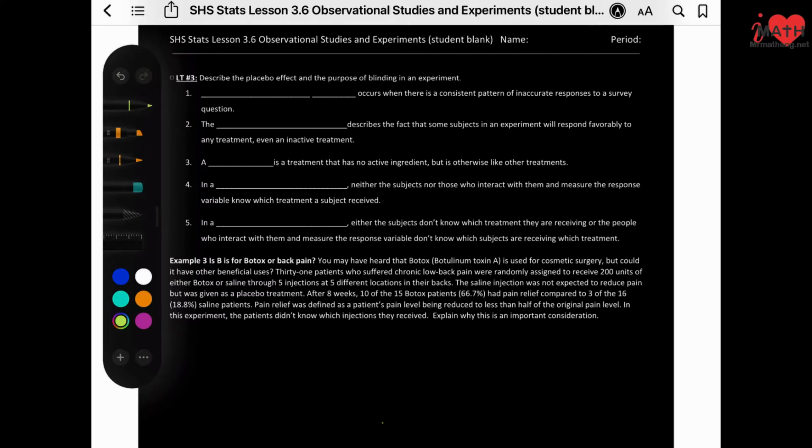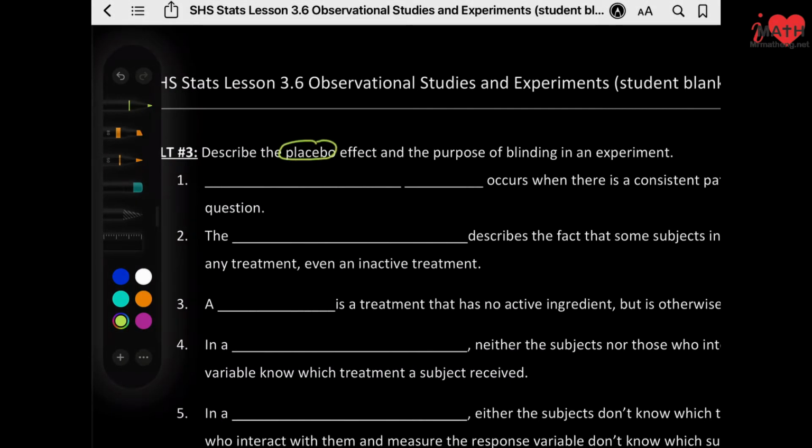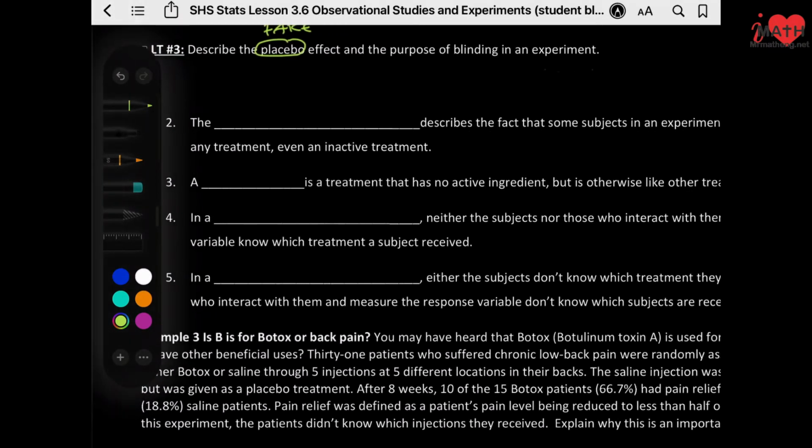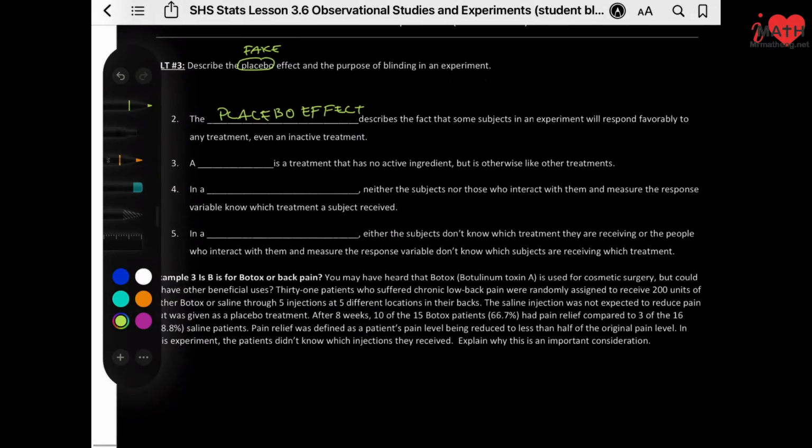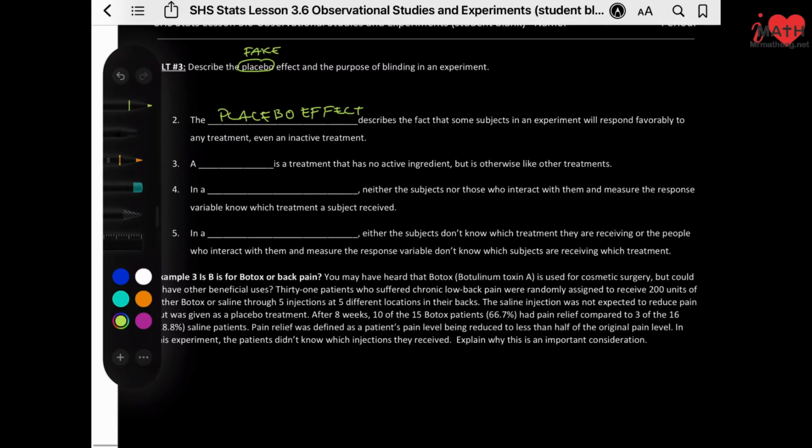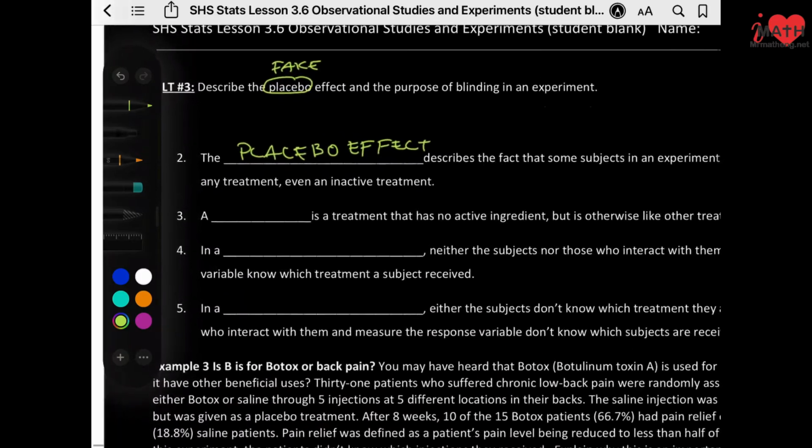Okay, so a placebo, my word is called a fake. All right, yours will start with number 1, but the placebo effect, sorry, let me get to my notes. The placebo effect describes the fact that some subjects in the experiment will respond favorably to any treatment, even an inactive treatment.